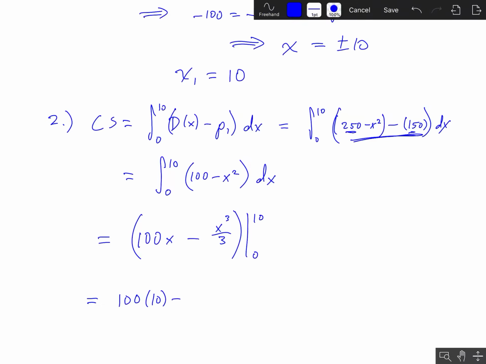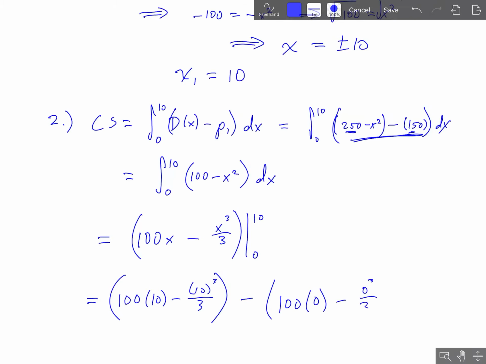So if I plug in x equals 10, then I would get this expression. So this is just the evaluation at the upper endpoint. And then I need to subtract the evaluation at the lower endpoint. But notice that this is 100 times 0 minus 0 cubed over 3. So this is just going to be 0 altogether. And now if you plug this into your calculator, what you'll end up getting is $666.67.